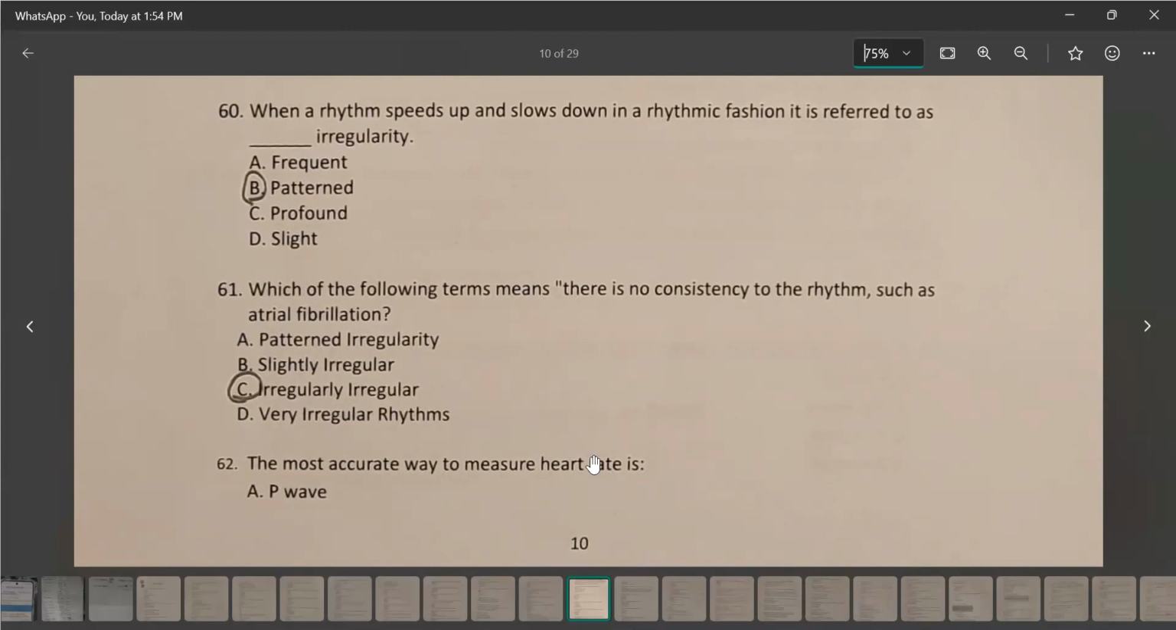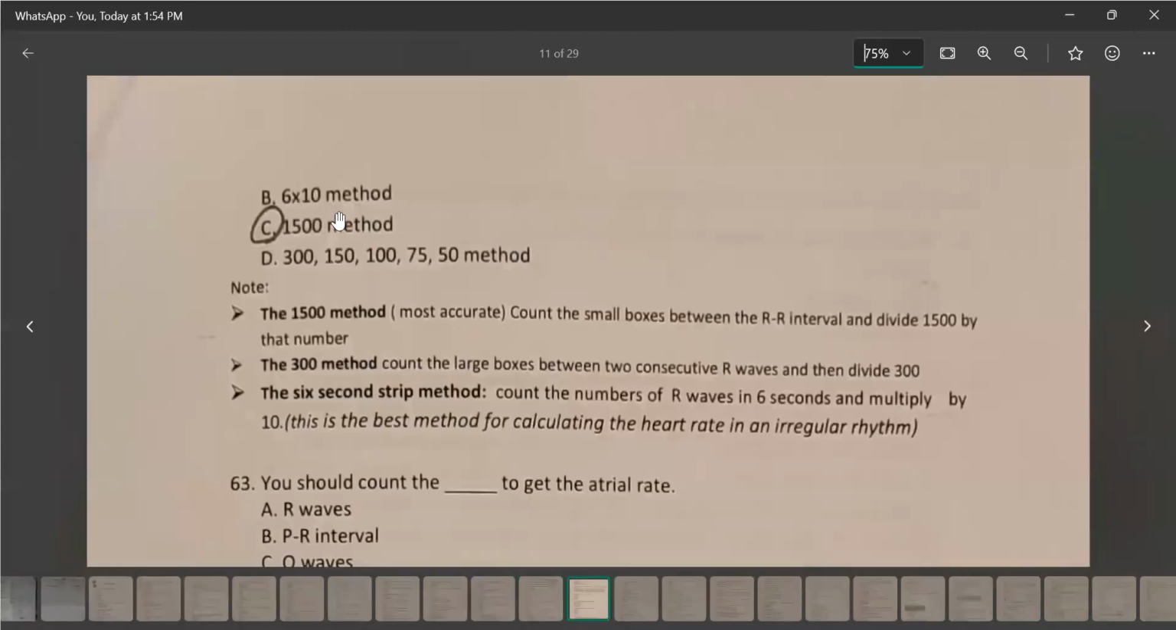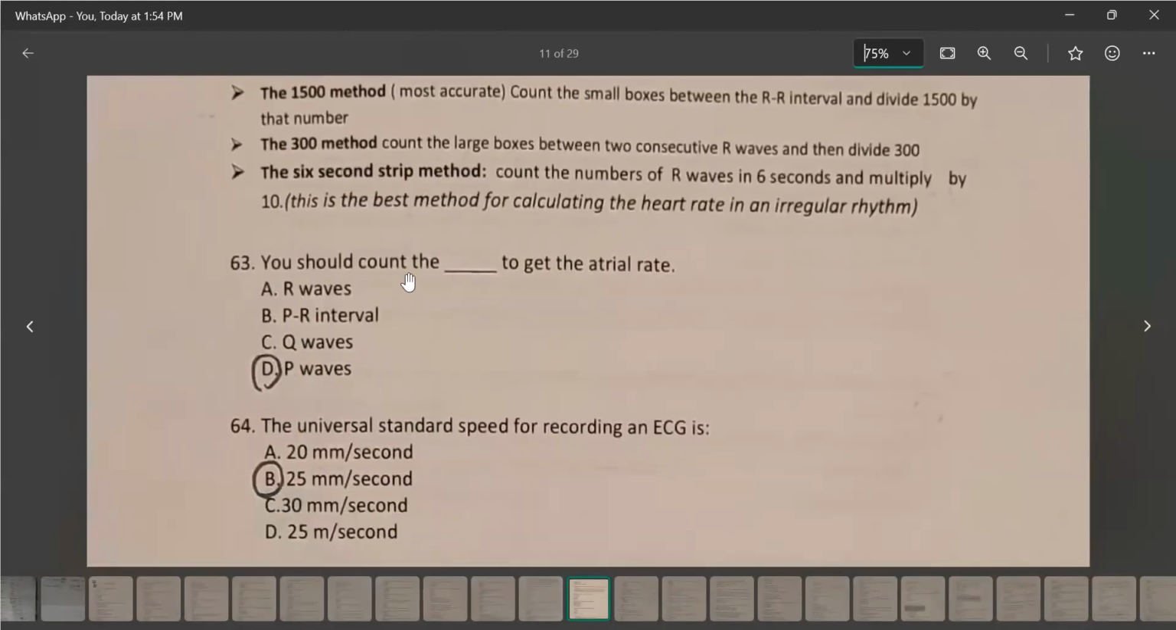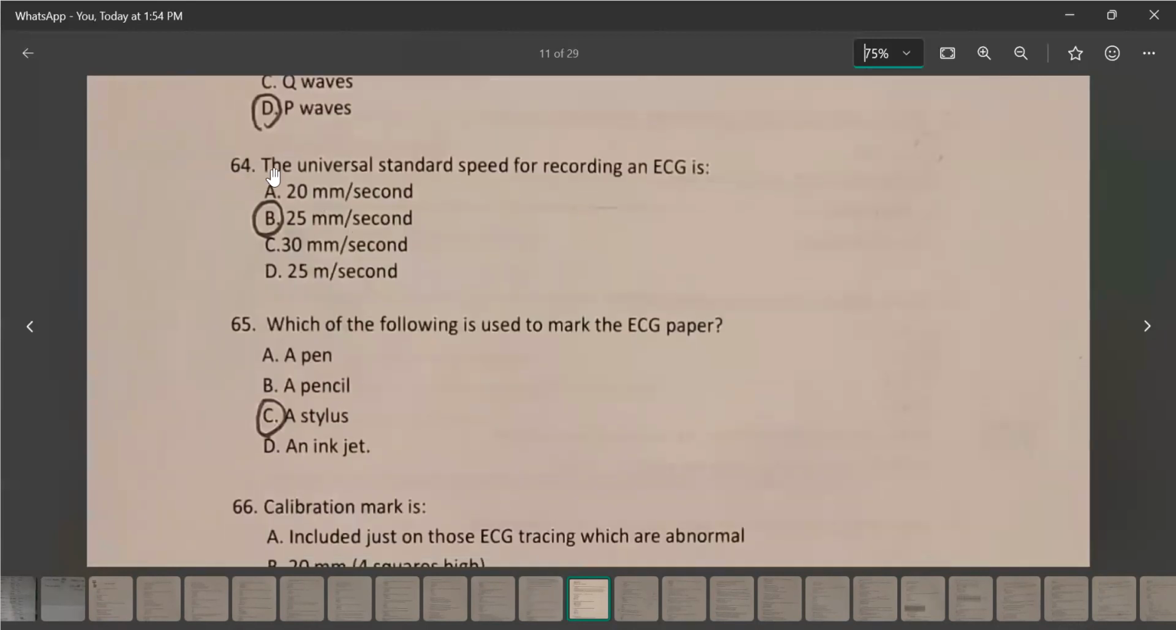62. The most accurate way to measure heart rate is the 1500 method. The 1500 method: count the small boxes between the RR interval and divide 1500 by that number. 63. You should count the P waves to get the atrial rate. 64. The universal standard speed for recording an ECG is 25 millimeter per second.